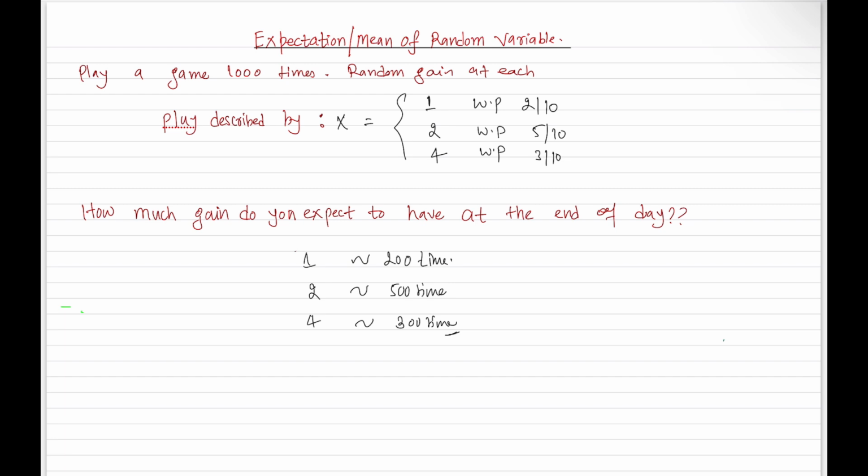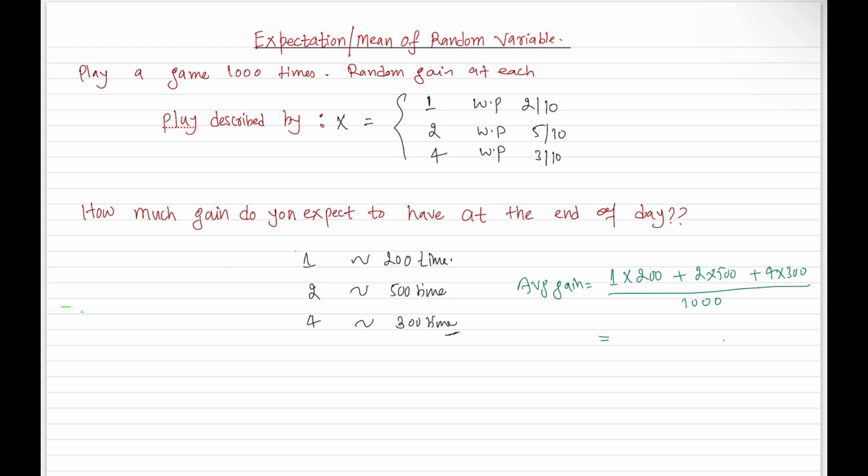So what would be our average gain? Our average gain, that will be, so what we have done, we are gaining rupees 1 for 200 times, we are gaining rupees 2 for 500 times, and we are gaining rupees 4 for 300 times, and we have played 1000 times. So this is how we find the average gain.